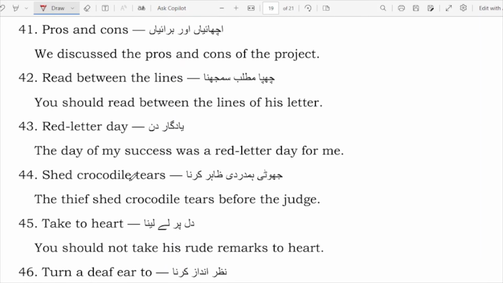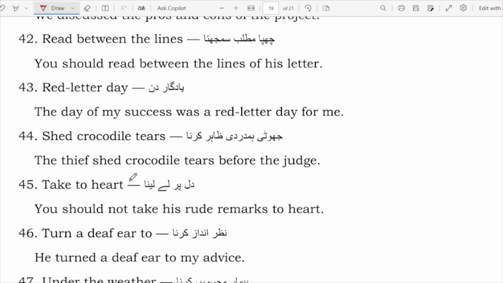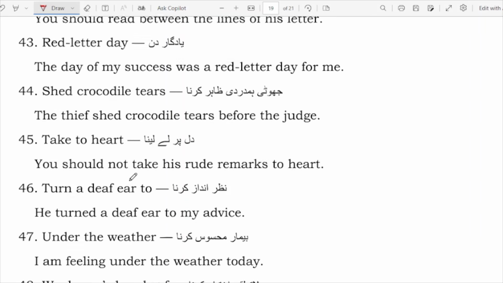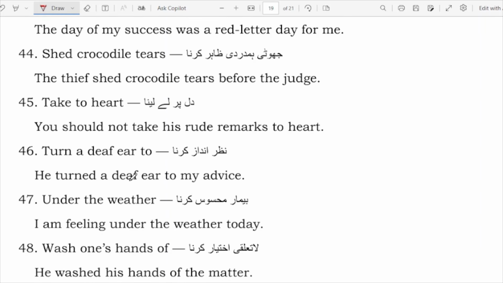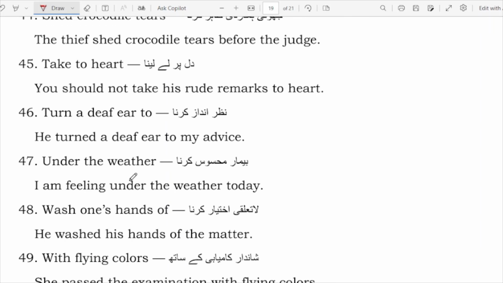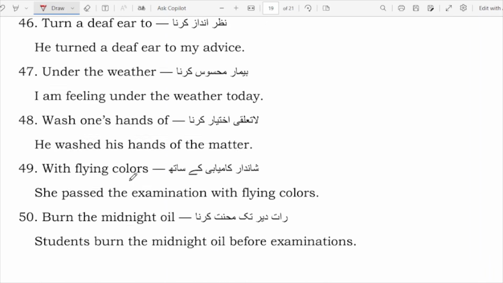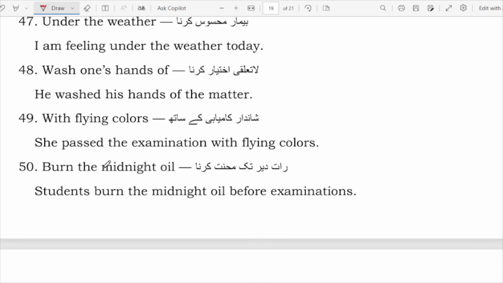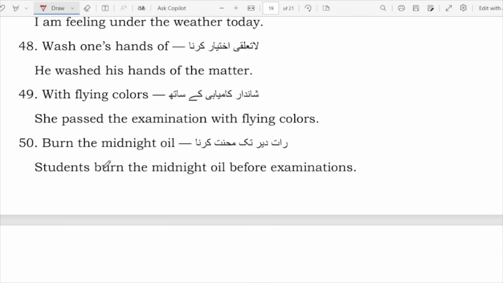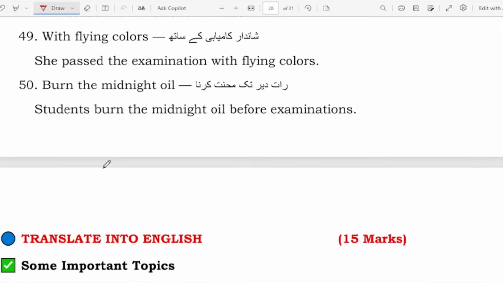Read between the lines, baat ki teh tak jana. You should read between the lines of the letter. Shed crocodile tears, jhoota bahana, makar karna. Take to heart, dil pe le lena. Turn a deaf ear. Under the weather, bimar mehsoos hona ya bure halat mein hona. Wash one's hands of, la talluqi zahir karna. With flying colors, badi kamyabi. Burn the midnight oil. So you have to choose 5 idioms out of 8 given in the paper.